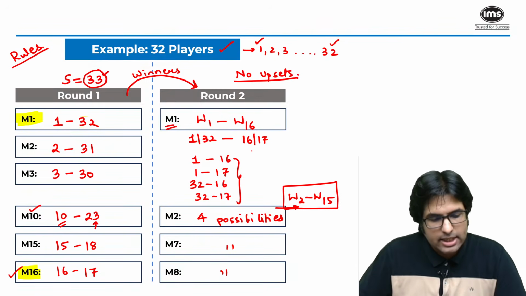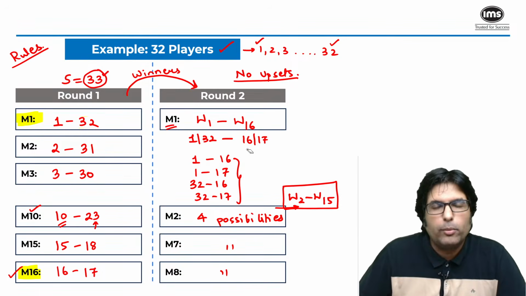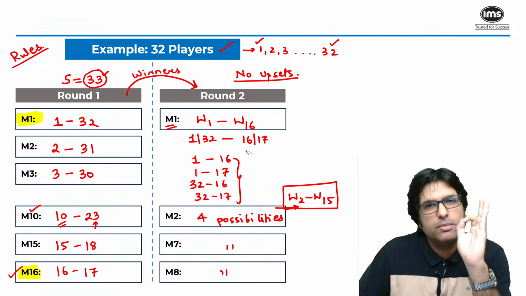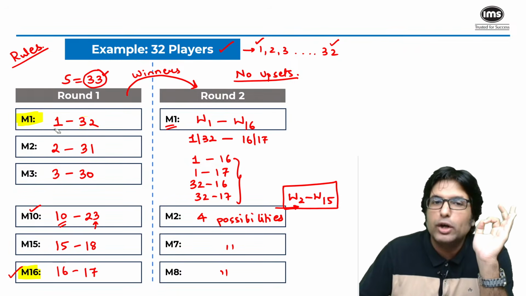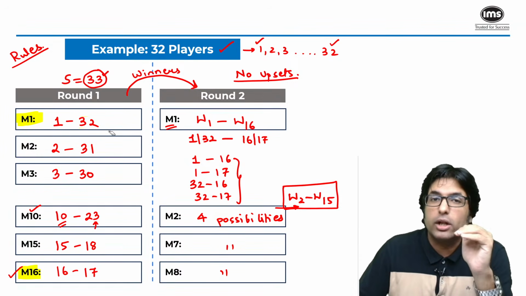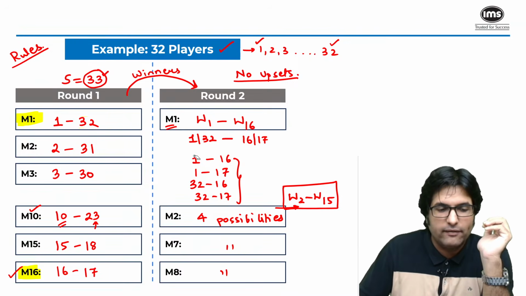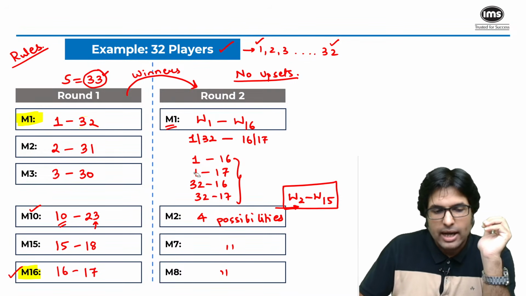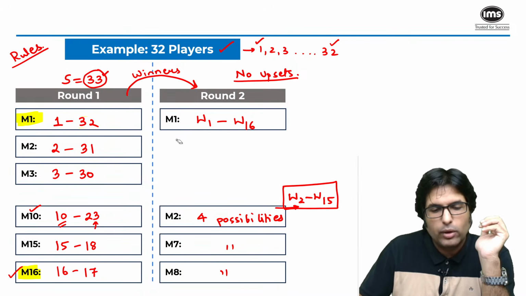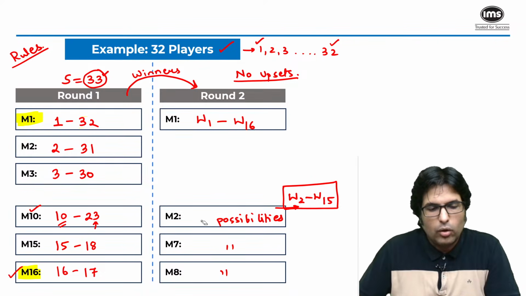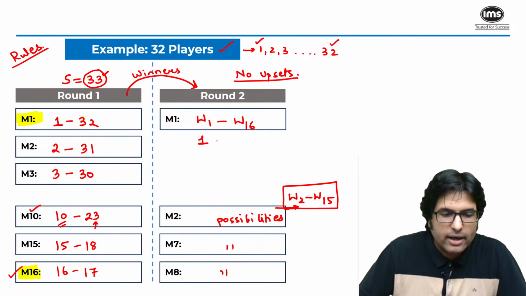If there are no upsets, can I say all the 4 possibilities trickle down to just one possibility? Because now we would know that among 1 and 32, 1 would definitely win because there is no upset. So all the better ranked players would definitely win. So I can remove these 3 possibilities and say there would be just one possibility for match 1. All these possibilities would get eliminated. We would just have player ranked 1 playing with player ranked 16.